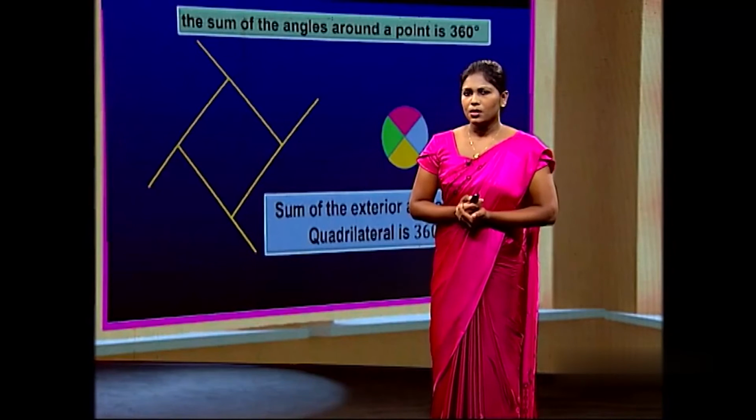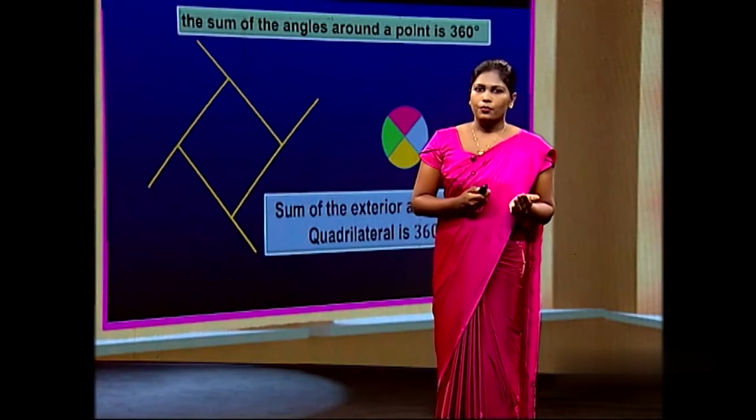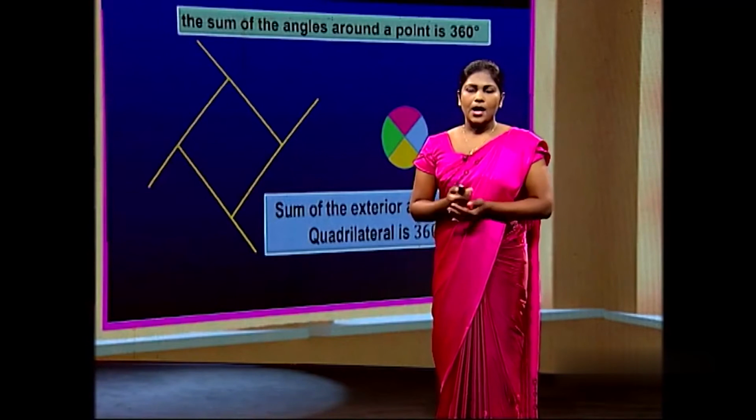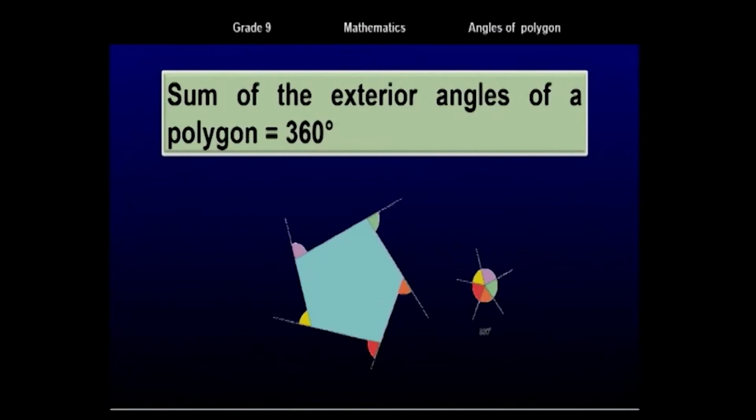Now, what is the conclusion of this? We took a triangle and a quadrilateral and we did the activity. So, what is the conclusion of this activity? Do you know the conclusion? Yes. The sum of the exterior angles of a polygon is equal to 360 degrees. Sum of the exterior angles of a polygon equals 360 degrees.